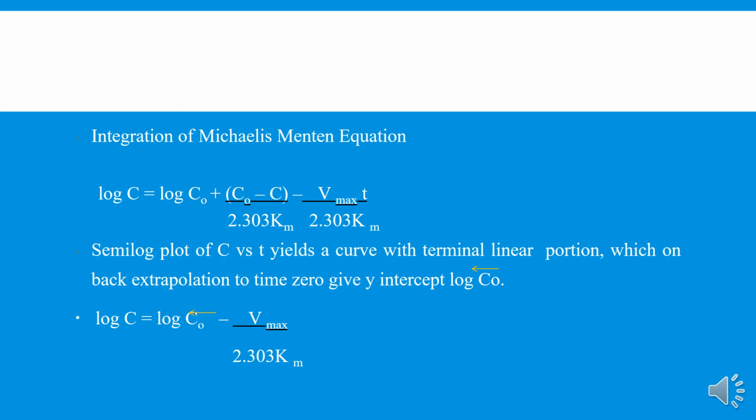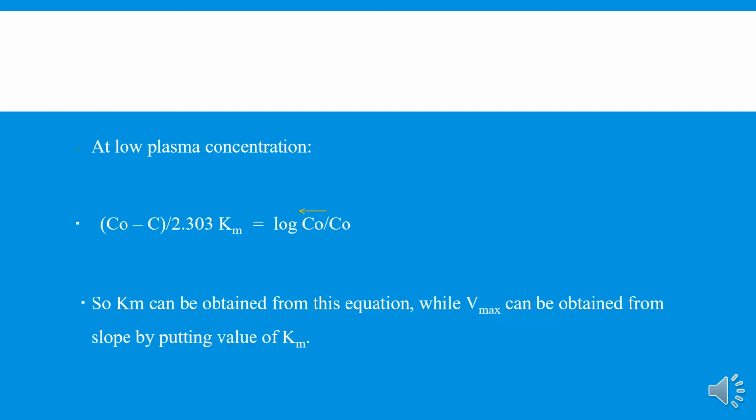As we said earlier, when we plot log C versus t, we get a plot like this, and we back extrapolate to get log C0 back. The terminal linear portion of the curve will produce the slope, that is minus Vmax by 2.303 into Km.